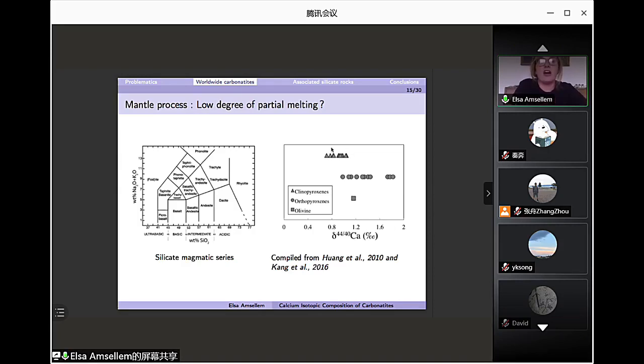And while clinopyroxene are enriched in the lightest calcium isotopes compared to orthopyroxene and olivine, they still have a value that is very different from the carbonatite value, which is more around here, 0.3 per mil. So even if we have a melt that is enriched in clinopyroxene, because it's a low degree of partial melting, it's not sufficient to explain the value we obtain for carbonatites.